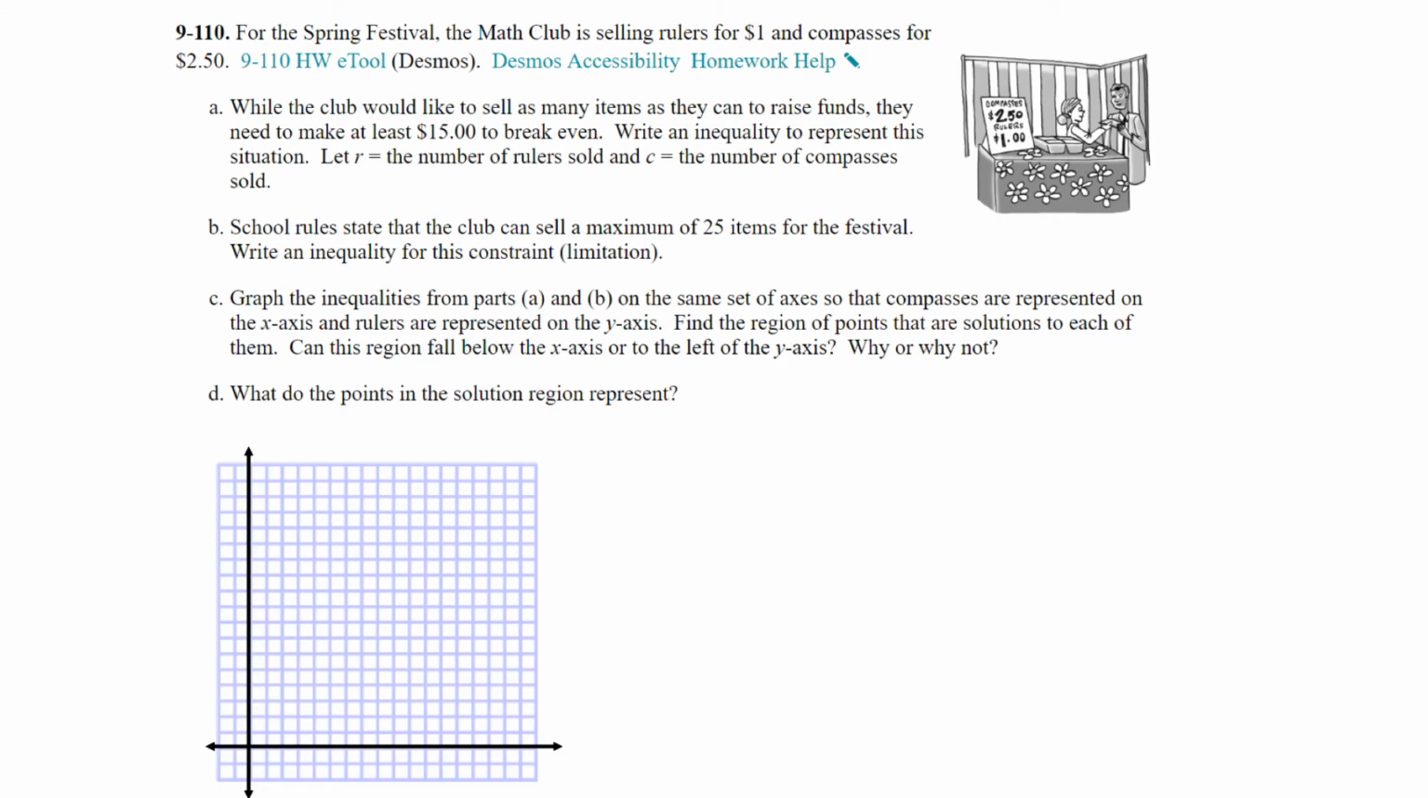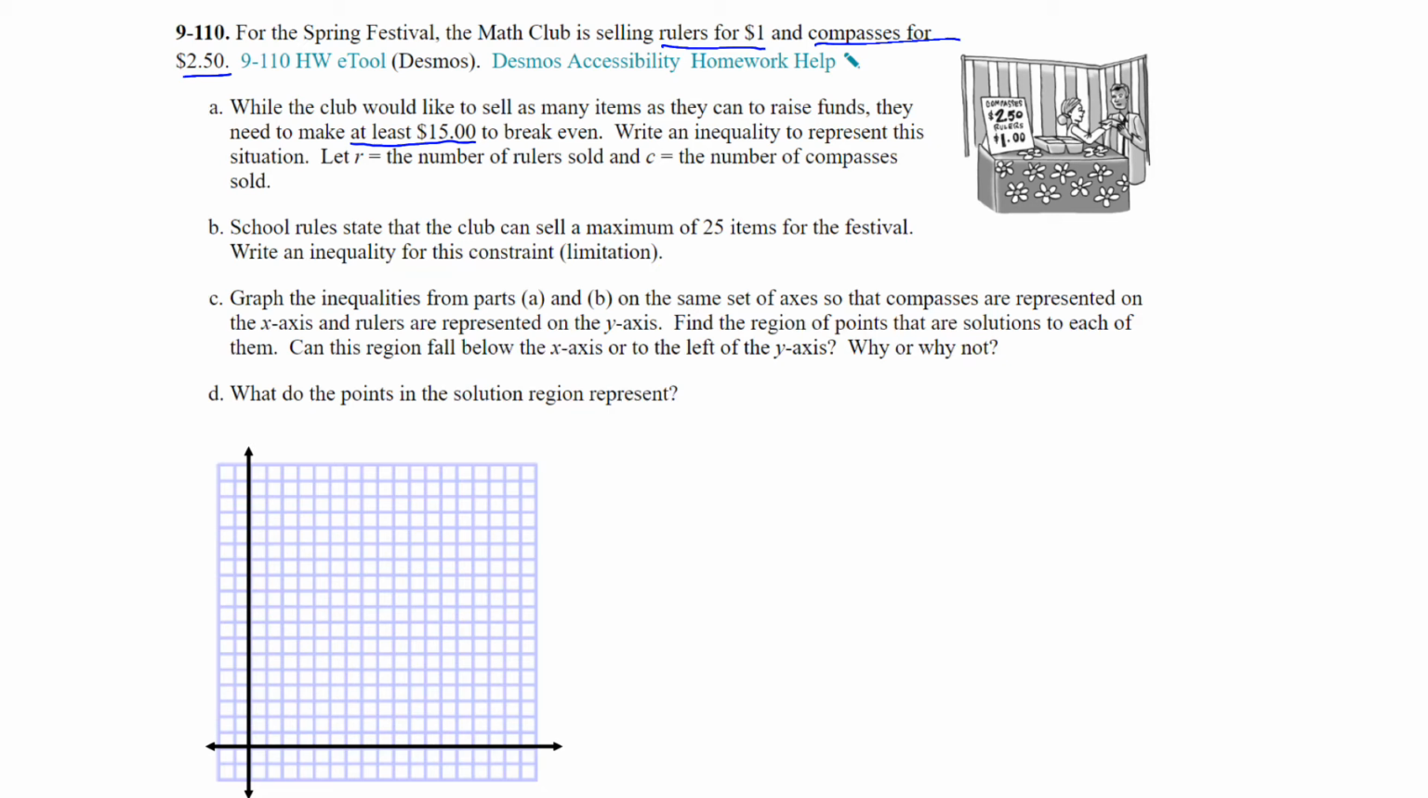Question 110. For the Spring Festival, the Math Club is selling rulers for $1 and compasses for $2.50. Part A. While the club would like to sell as many items as they can to raise funds, they need to make at least $15 to break even. At least $15. Write an inequality to represent the situation. Let R equal the number of rulers sold and C equal the number of compasses sold. So they've already written our let statements for us. We're using R for the number of rulers and C for the number of compasses. Knowing that a ruler is selling for $1 and compasses are selling for $2.50, how can we write that inequality to make sure that we make at least $15?